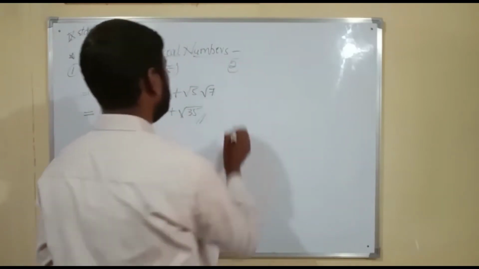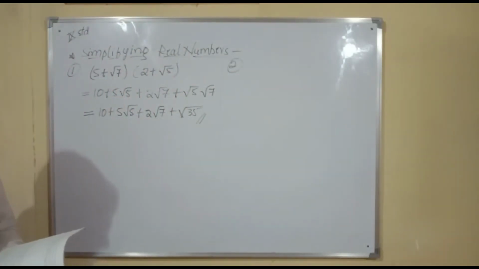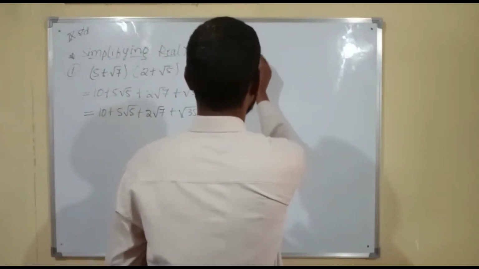Okay. Another example that I will take here. This is the second example. It is taken as 5 root 5.